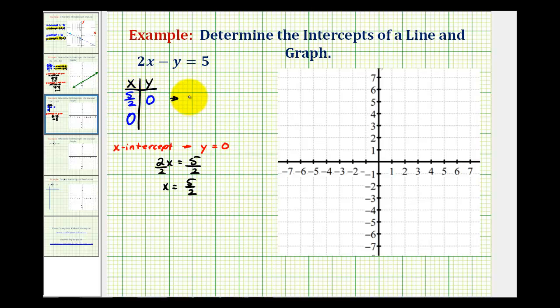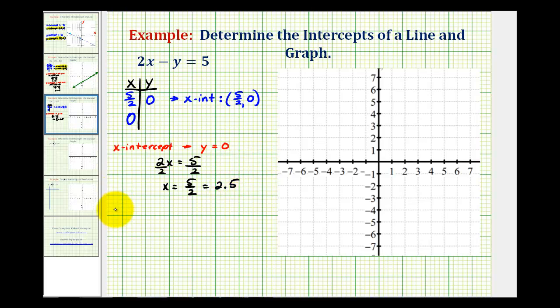So again, the x-intercept is the point 5 halves, 0. And it might also be helpful to write this as a mixed number or a decimal. 5 halves, or 5 divided by 2, would be equal to 2.5.